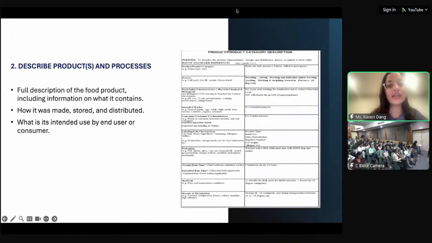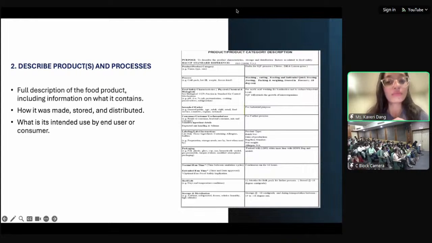Okay. Next one is describe product and processes. Now, I've given just an example of how one would describe the product, or how the category description would be given. Here, there is an example for herbs, where there is the product category, the process, like how we are going to make this herb usable for the consumer, what the food safety characteristics of this particular product are, and who the intended consumers are, or what the intended market is for this product.